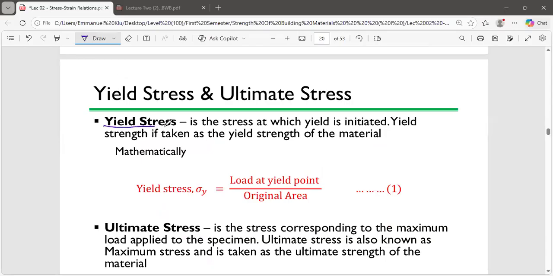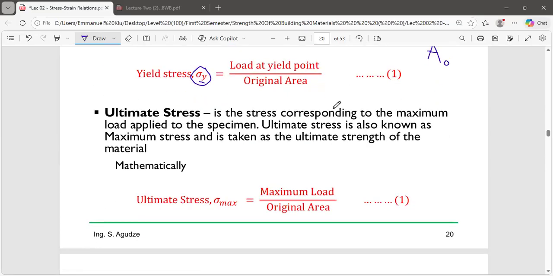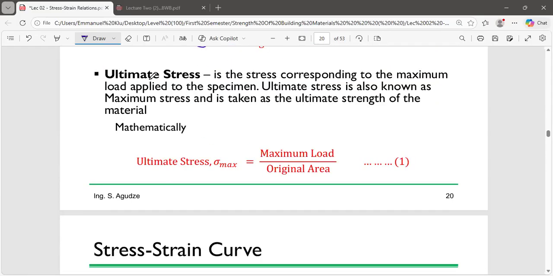To calculate your yield stress, it is actually the ratio of load at yield point over the original area. Original area in this case is expressed as A subscript O. Someone is asking why are we writing stress subscript Y? It is because we are calculating yield stress, so to denote that, we have brought the subscript Y over there.